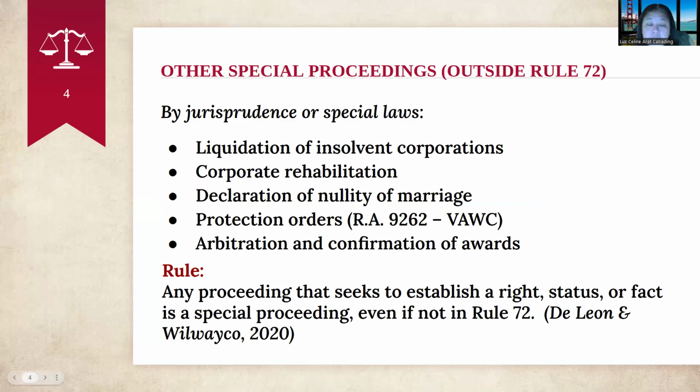But there are also other proceedings outside Rule 72 which are recognized by special laws and jurisprudence that fall under the same category. For example, liquidation of insolvent corporations, corporate rehabilitation, declaration of nullity of marriage, protection orders under the Anti-Violence Against Women and Children Act or RA 9262, and arbitration proceedings. So, even if a proceeding is not listed under Rule 72, as long as it seeks to establish a right, a status, or a fact, it is still considered a special proceeding. That is from De Leon and Wilwyko, 2020.